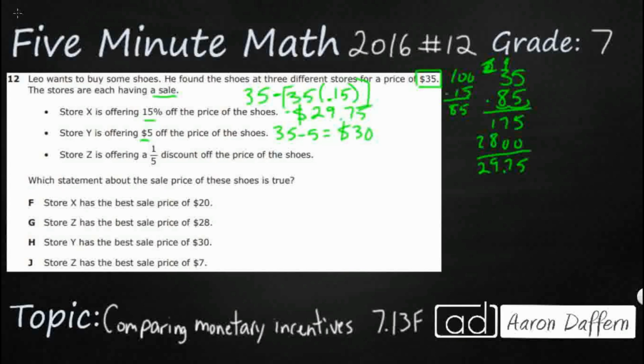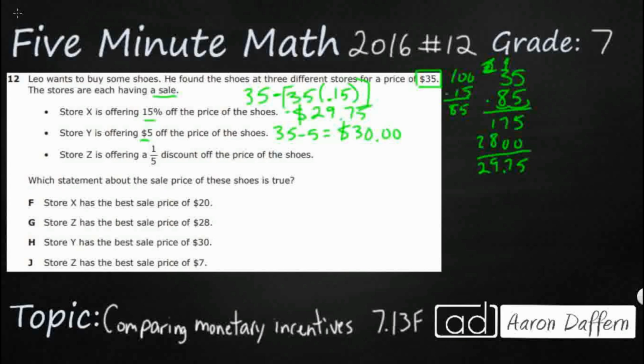All right. So we've got 2 different sale prices. Obviously, store Y is the easiest one to calculate. Doesn't mean it's the best one. As you can see, store X is a little bit better. 25 cents better, but it's still better. And now we need store Z.